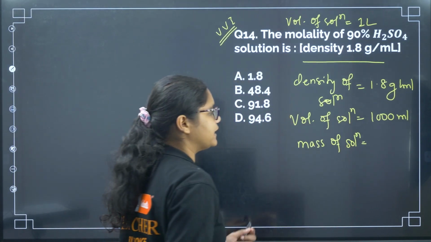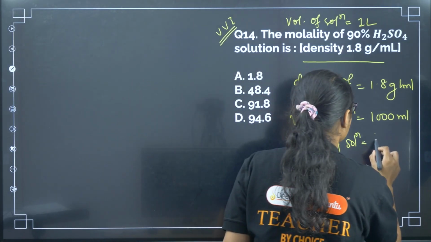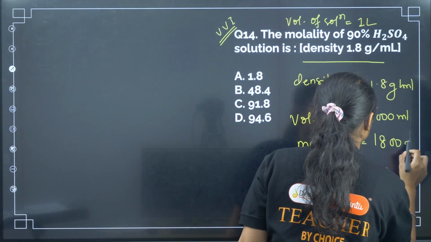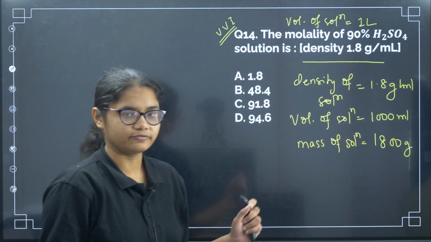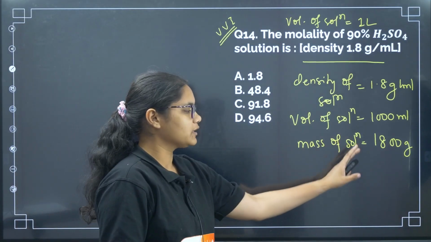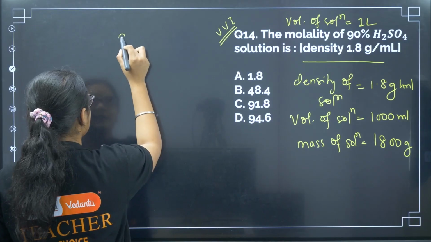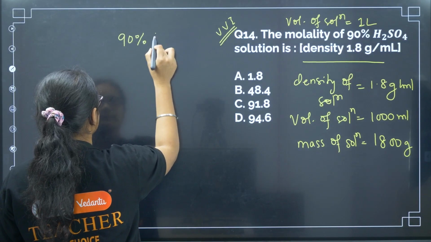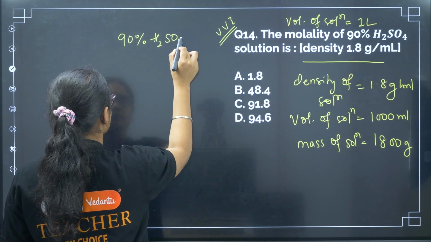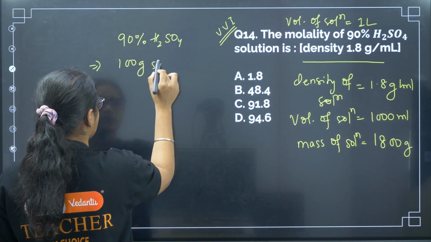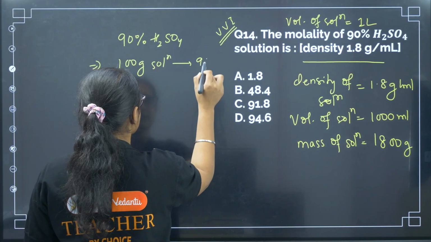Mass of the solution will be density into volume. So that is 1800 gram of the solution. Now this is the total mass of the solution. Now if you see here, 90% of H2SO4 is there. That means for every 100 gram of solution, 90 gram is H2SO4.